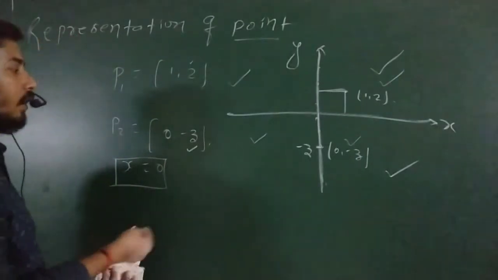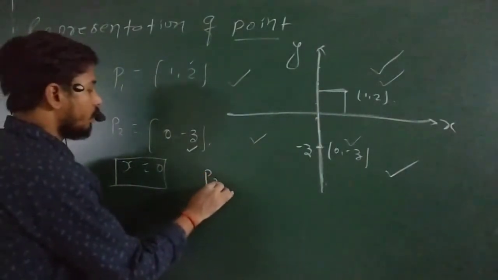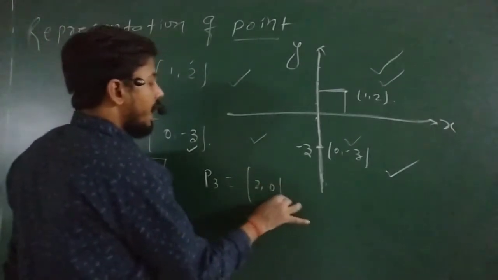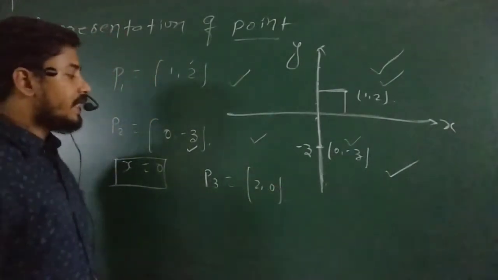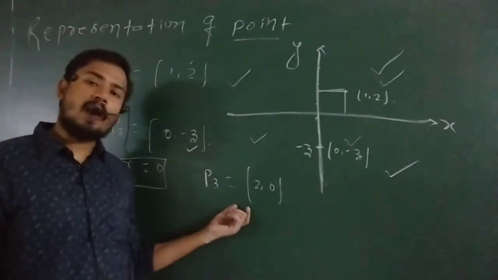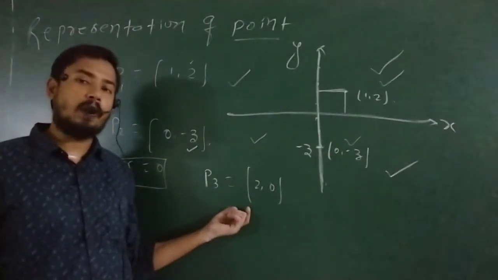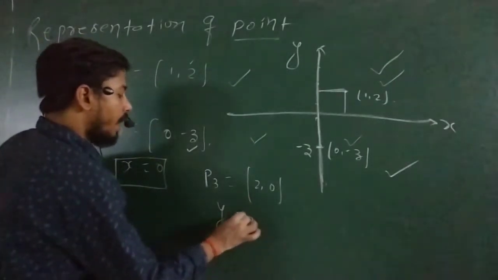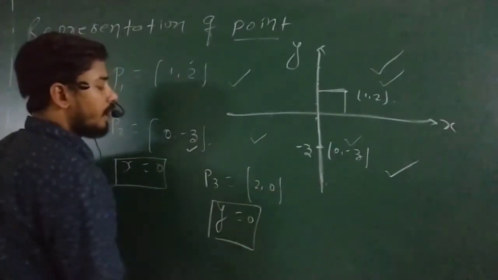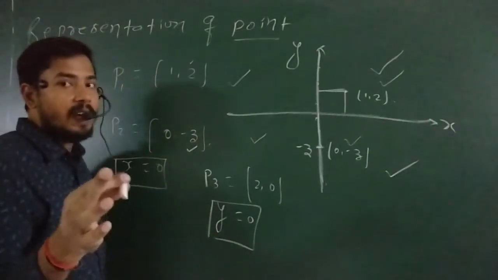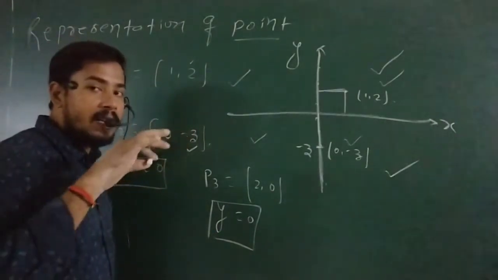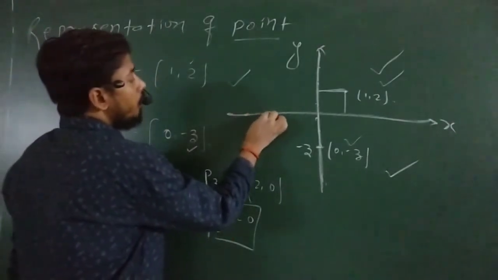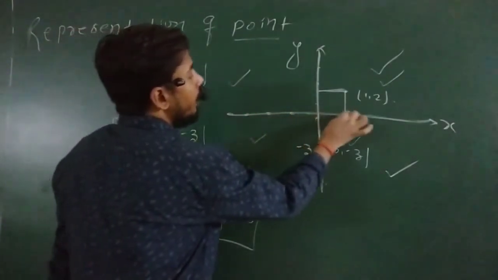Similarly, I am giving you this task, P3. Suppose that the point is (2, 0). It means what? Tell me, should this point be on the x-axis or y-axis, or maybe some other point? Sir, here the y coordinate becomes 0. My dear, here the y coordinate becomes 0. Y coordinate 0 means the perpendicular distance from the x-axis is 0. It means the point may be here, here, or anywhere along the axis.